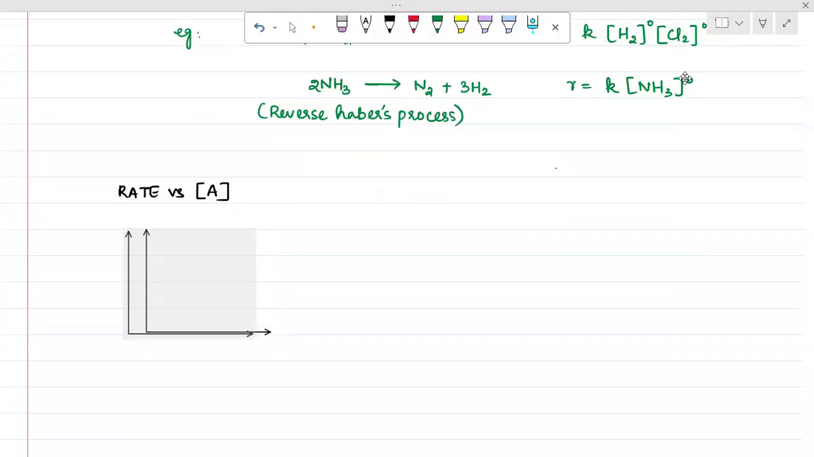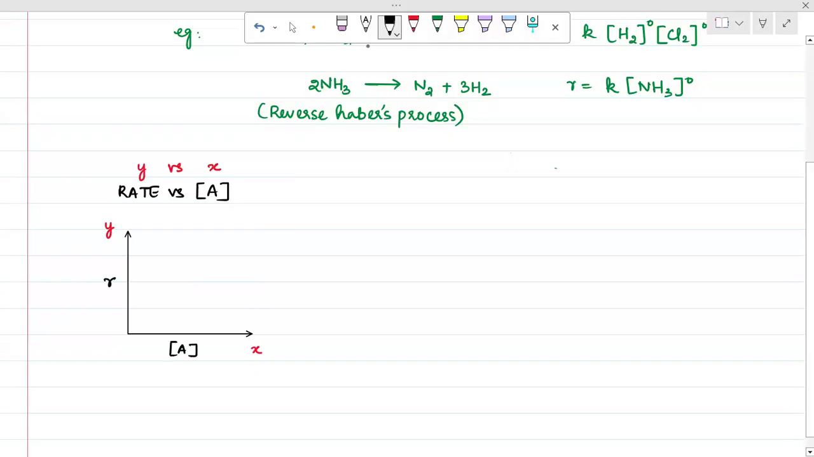Whenever I say rate versus concentration of A, or Y versus X, whoever it is, the first parameter written comes along the y-axis and the second one comes along the x-axis. Okay, so if it is rate versus A, R, the rate, comes along the y-axis and the concentration of A comes along the x-axis.